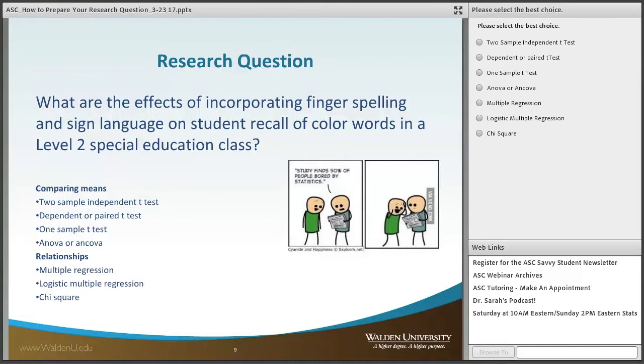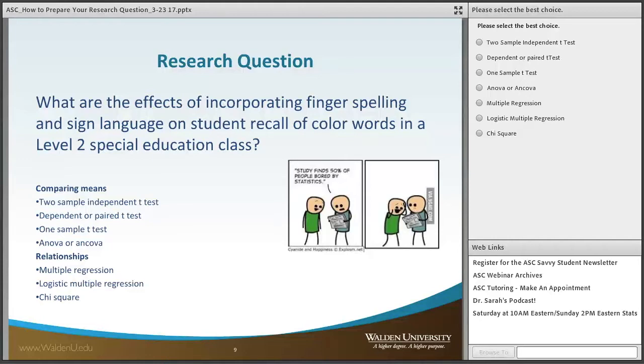So in this one, what are the effects of incorporating finger spelling and sign language on student recall of color words in a level 2 special education class? So here are your options, and we're asking for effects. So we're going to compare two groups. So we know that it has to be one of the first four. And well, it can't be the dependent one, and it can't be the one sample.